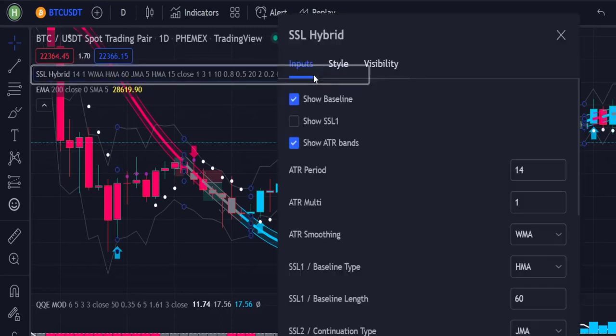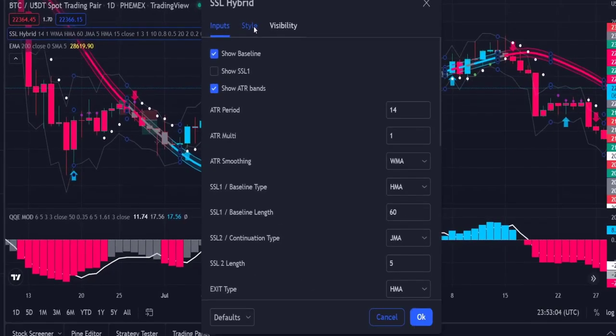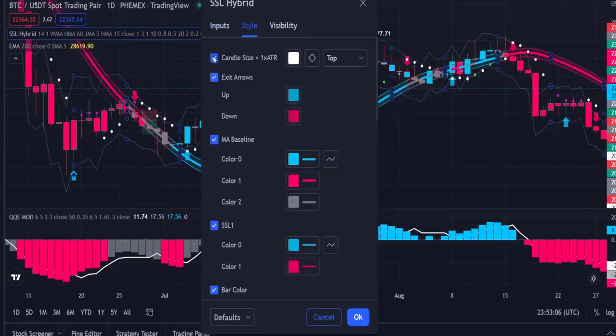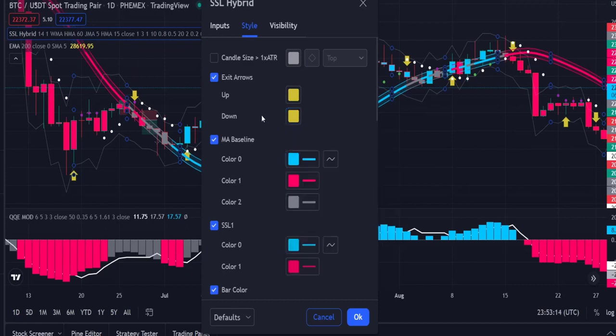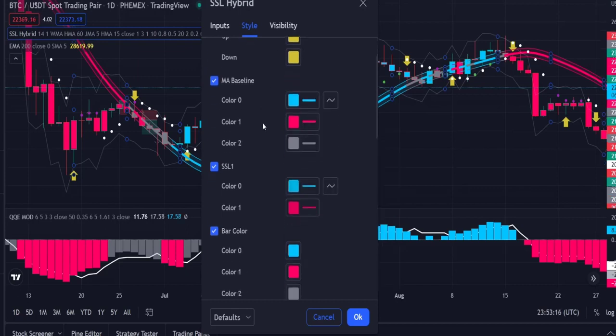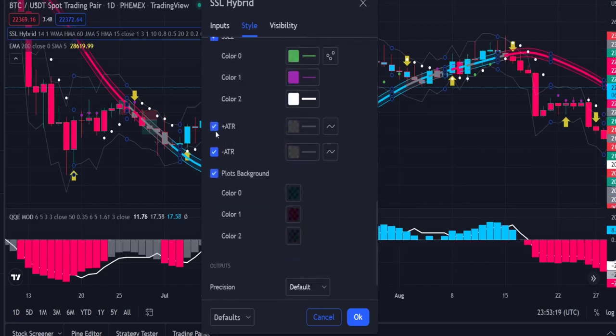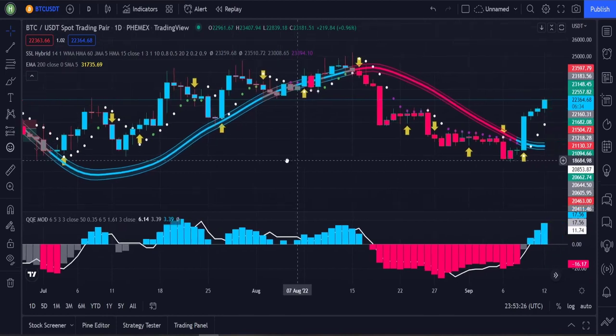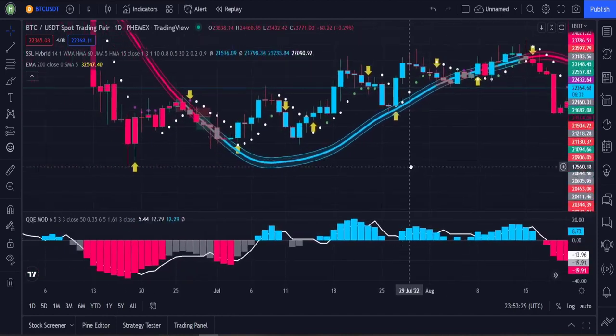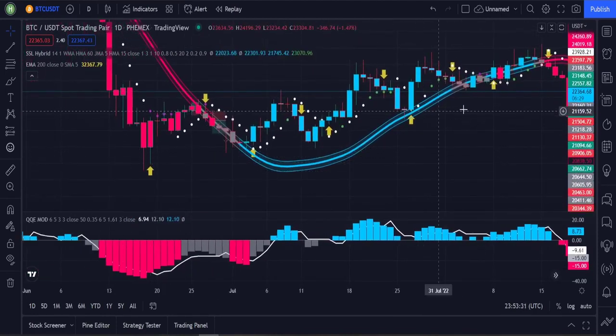The next thing is we're going to go in settings for SSL Hybrid, and make some edits to make it look a little bit cleaner. We're going to get rid of this. I'm going to make the exit arrows also yellow so they stand out a little bit. Same thing going up and down. And then we're going to take this off, that off, and everything else remains the same. Now our chart is looking way cleaner and good looking. Now our chart is all set, we can get into the strategy.